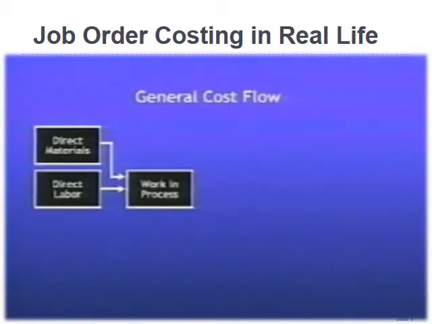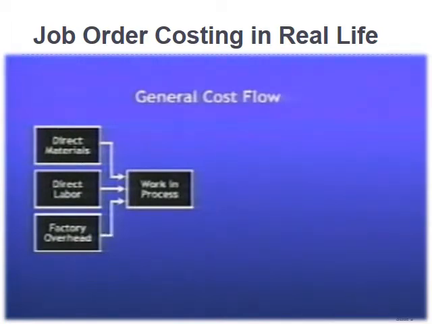When the job is completed, overhead is allocated and the job cost sheet is completed. Finished goods are moved out of production, and similarly, the accumulated costs are moved out of the work-in-process inventory and into the finished goods inventory.